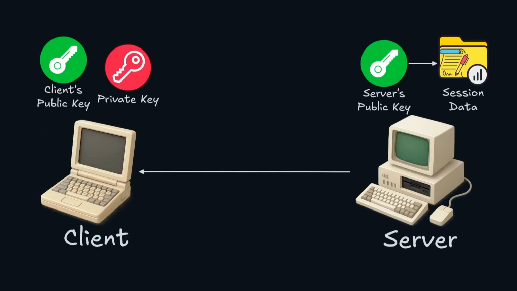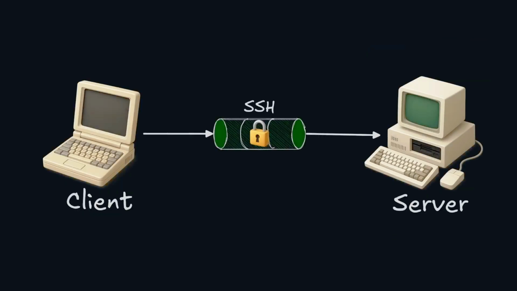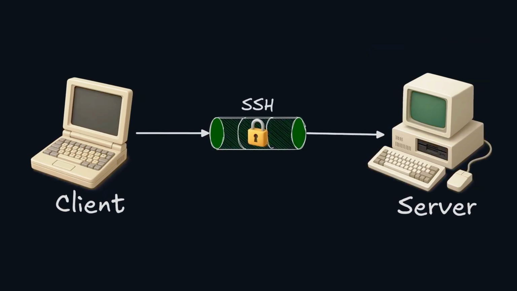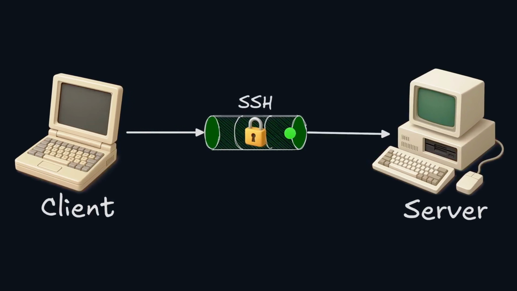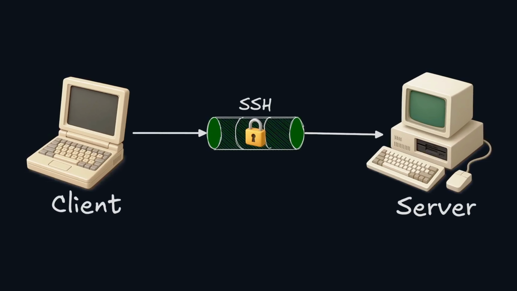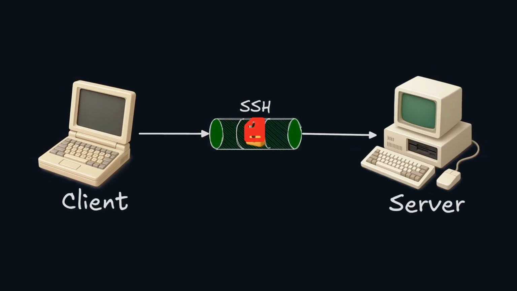The server then uses the stored public key to verify the signature. If the verification succeeds, it confirms that the client truly possesses the correct private key. Once authentication is successful, the SSH session is fully established. From this point forward, all communication between the client and the server is encrypted. The user can safely execute commands, transfer files, and manage the remote system.